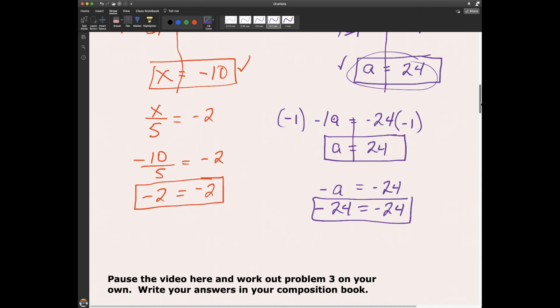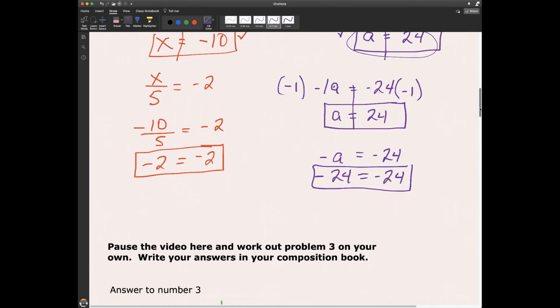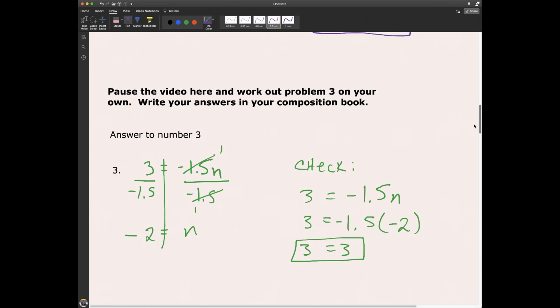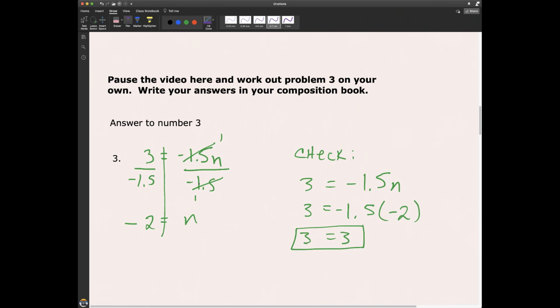All right, we are back. And here's the answer to number 3. Okay, I had to divide both sides by -1.5. I just did this part in my calculator. I get -2. And then we come over here and we check and we see that, yep, both sides of the equation remain the same when I insert -2 in here where I see n. So this is the solution to the equation.